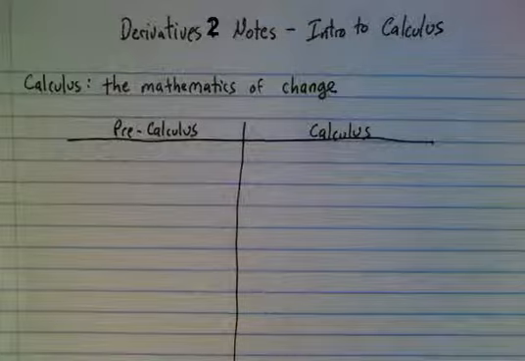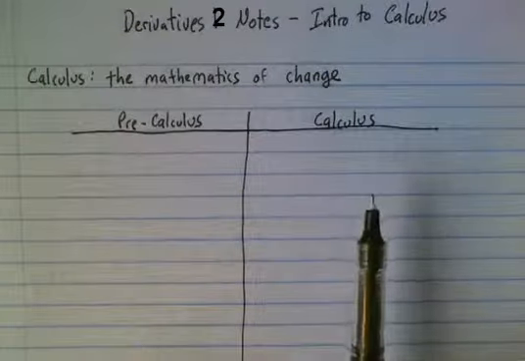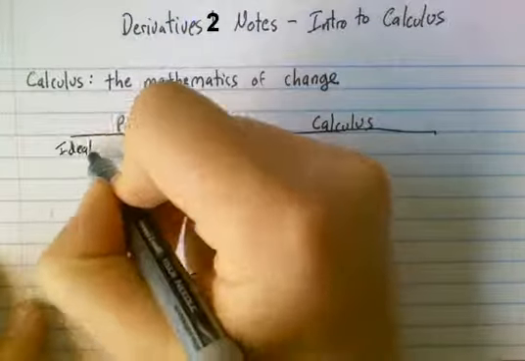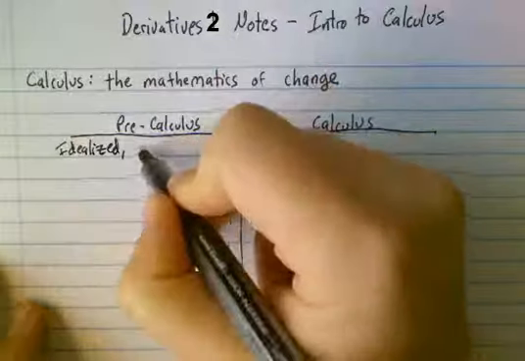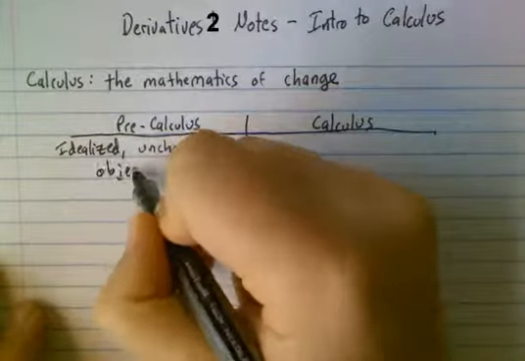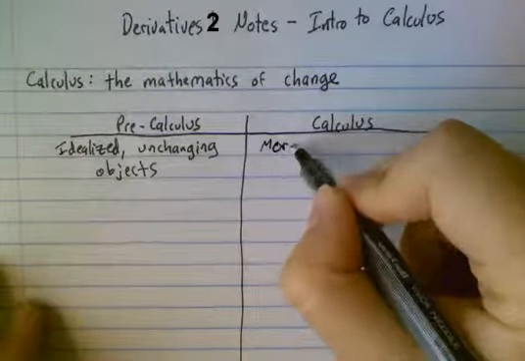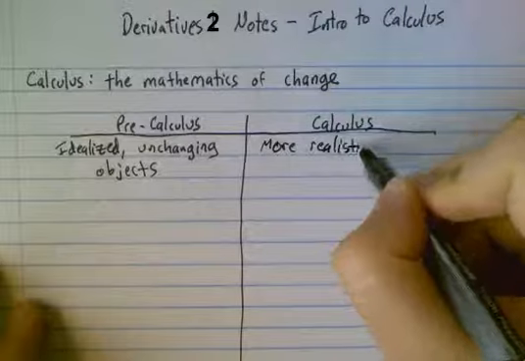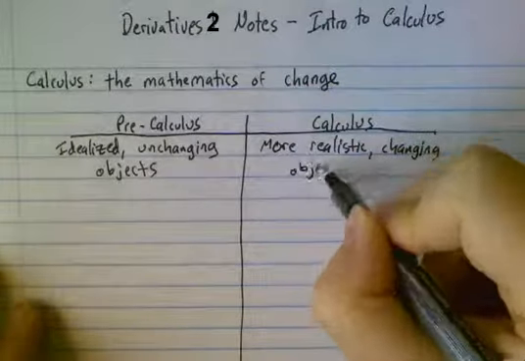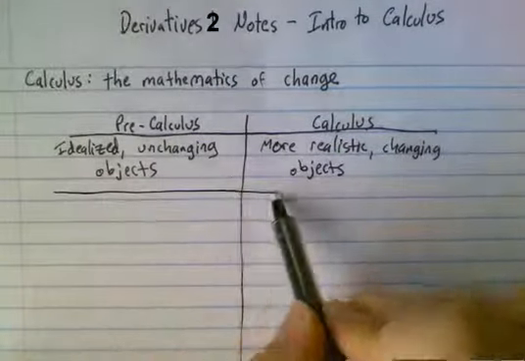And we're going to start off by doing a little table showing pre-calculus versus calculus, how they're similar and how they're different. So pre-calculus deals with idealized, unchanging objects, whereas calculus deals with more realistic, changing objects. And objects here can mean anything. It can be a concept, it can be a shape, anything.